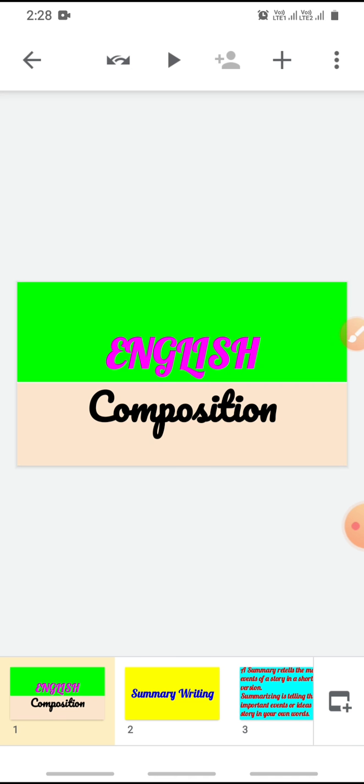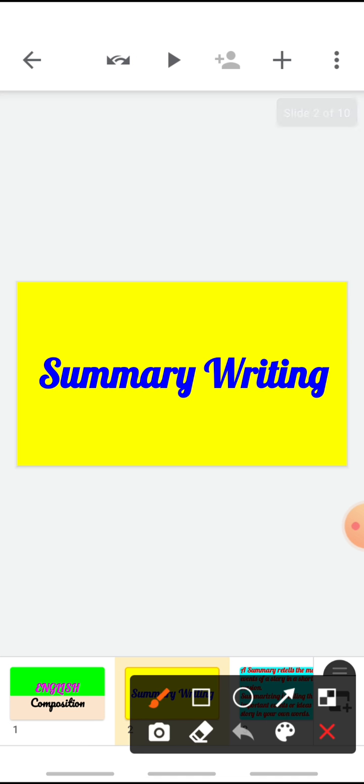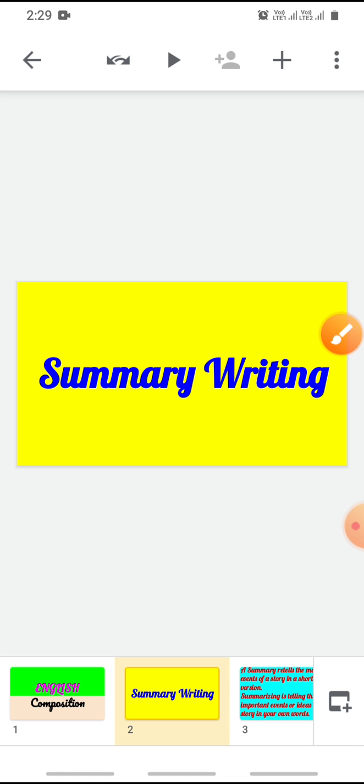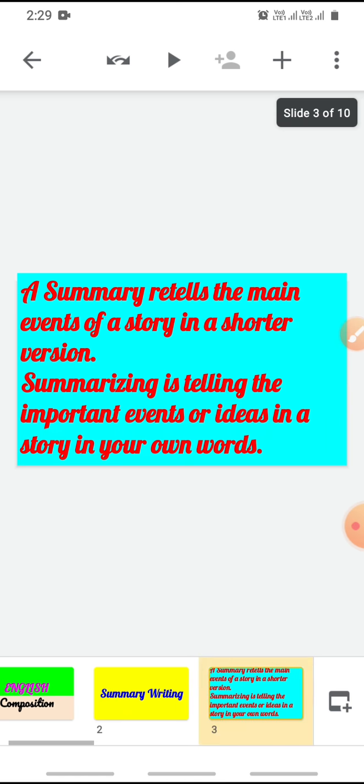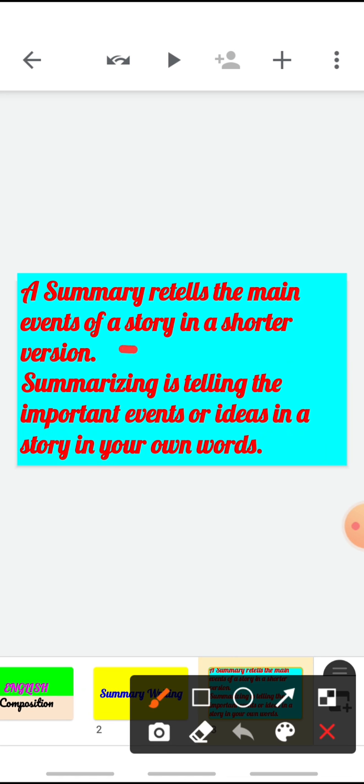Today we are going to learn summary writing. Okay, summary writing. So, children, do you know what summary writing is? A summary retells the main events of a story in a shorter version.